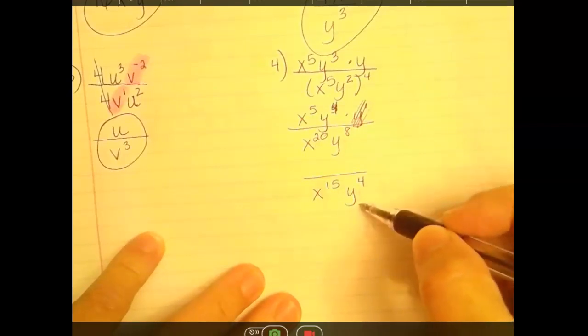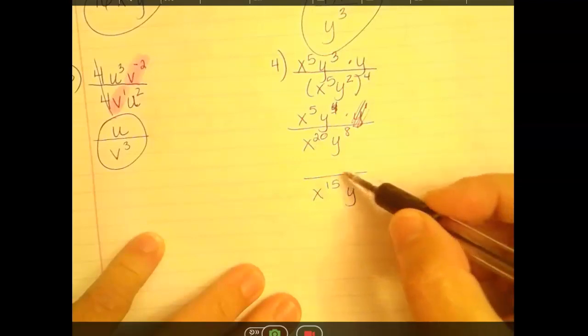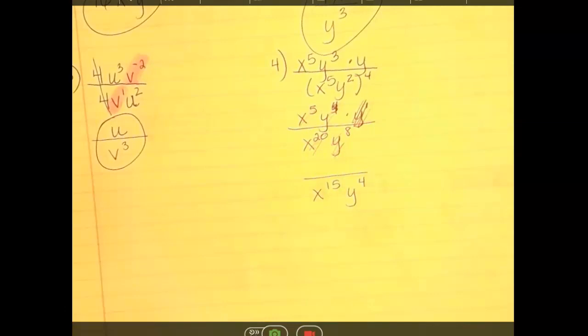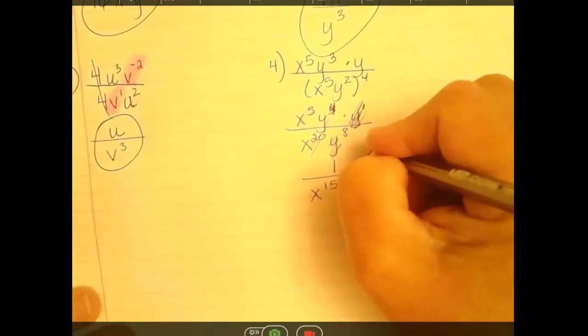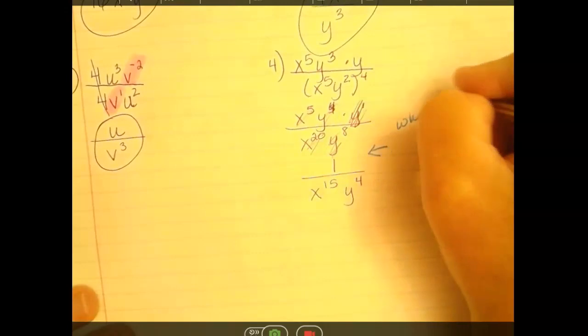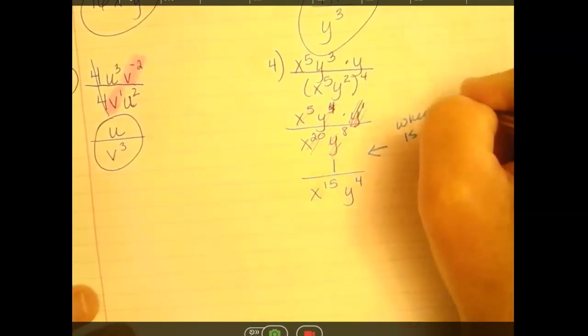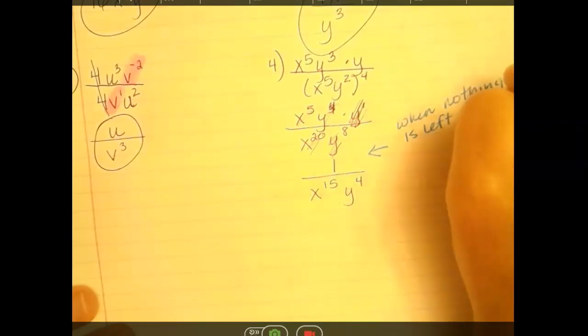Now sometimes this happens where I've done everything. I've done the x's, I've done the y's, right? There's nothing left for the top. If there's nothing left for the top, you always put a 1 there. So that might be something that we might want to put a little star by and write down right quick. When nothing is left on top, put a 1 there.